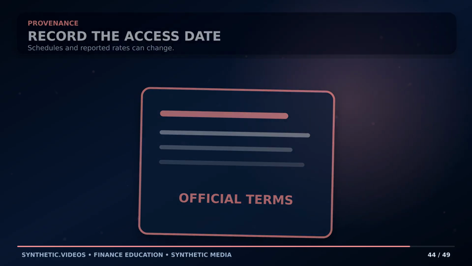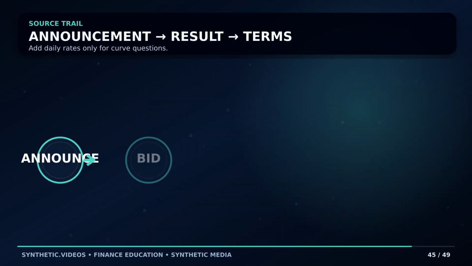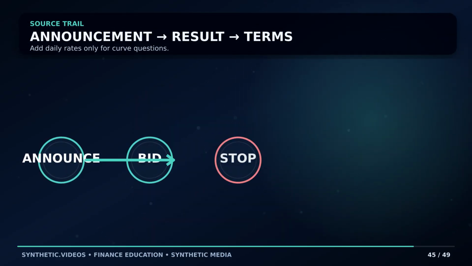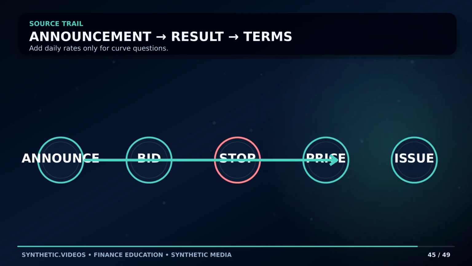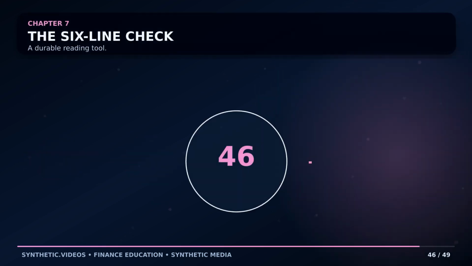That checklist is more useful than memorizing a rate that will soon be stale. The durable idea is the process. Announcement, bids, stop, single price, issue, then a changing secondary market.